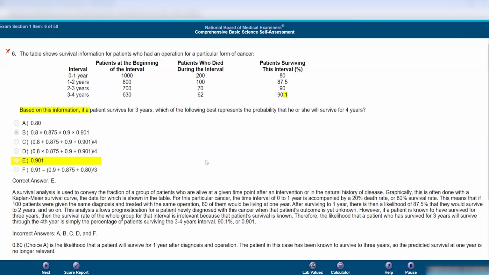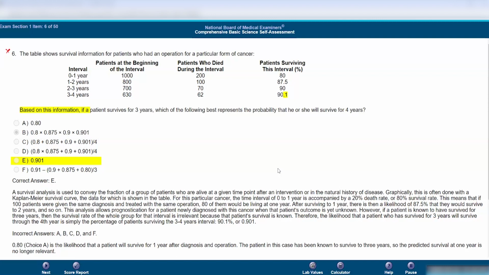All right. This is such an embarrassing one, man. So this question was just asking which of the following best represents the probability that he or she will survive for 4 years? Literally, they just have the patient survival at this interval, and it was just 0.901. I know that you've said before they're not trying to trick you, but I was like, there's no way.